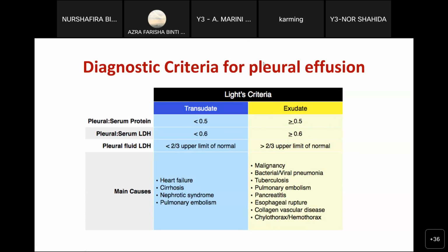So from our analysis, from the Light's criteria, transudate contains less than 0.05, the ratio between the pleural and serum protein, and pleural to serum LDH is less than 0.06. Basically, transudates have lower protein and LDH levels, and exudates have greater protein and LDH levels. This is the main causes of transudate pleural effusion, and this is the causes of exudate pleural effusion.